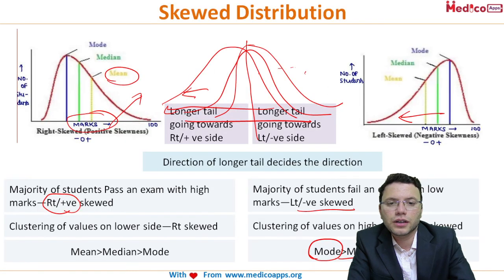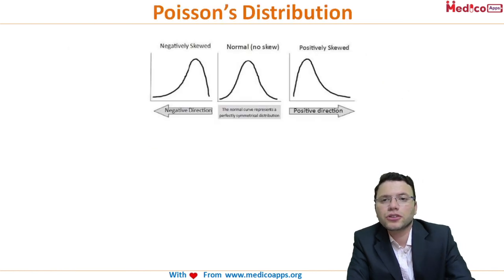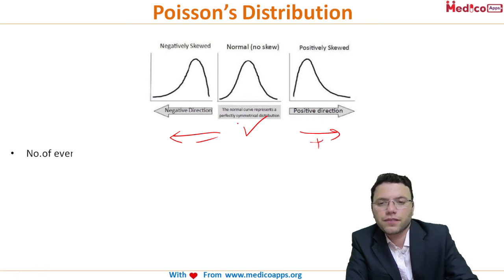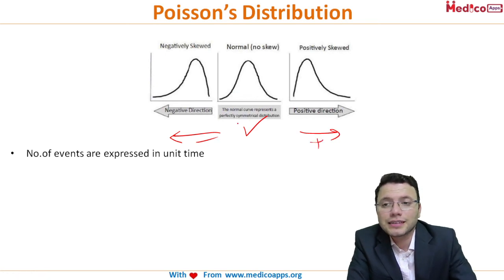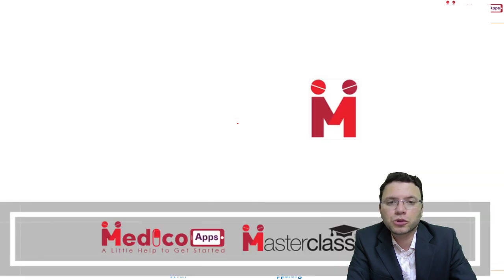All right, so I think you're not able to see the area of this, so don't worry. Okay, Poisson's distribution. Here also you see the same thing, it's about the skewness. So this is a normal one, and it is either negatively skewed or positively skewed. The number of events that are expressed in a unit time is Poisson's distribution. For example, the number of OPDs, if we measure per day, will give that distribution.